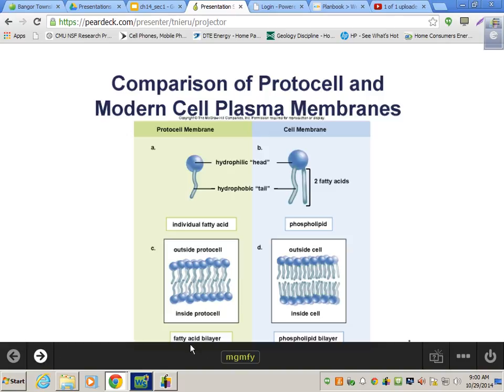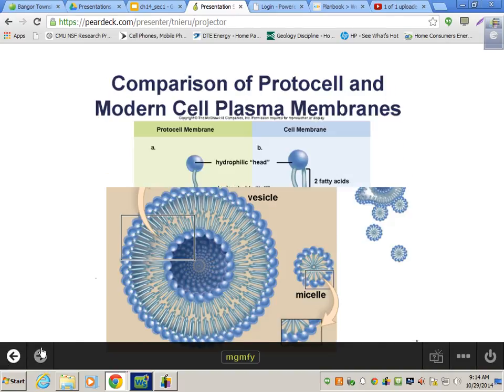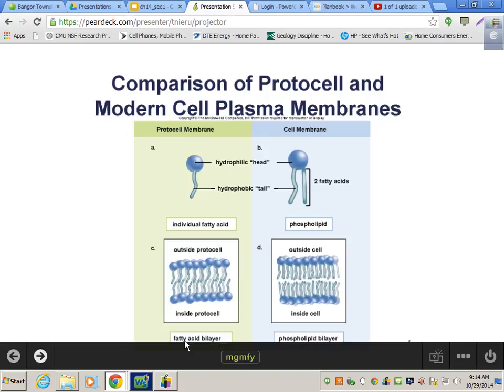So if I mention a fatty acid bilayer, I'm not talking about the cell membrane. Please identify with that. That's a tricky one on a test. You guys all right? Oh, yeah, I can go back. So on a test, you might get a question that asks about a fatty acid bilayer. Know that I'm talking about a protocell membrane and not a cell membrane. Okay? If I say a phospholipid bilayer, I'm definitely talking about a cell membrane, not a protocell membrane.